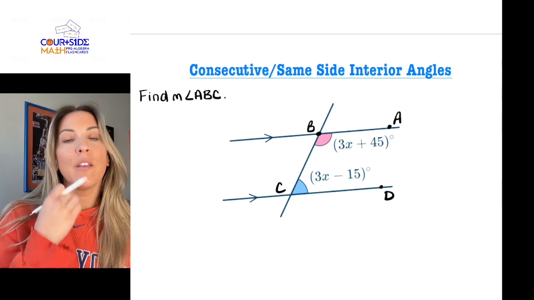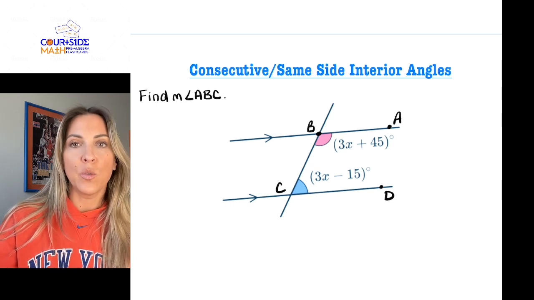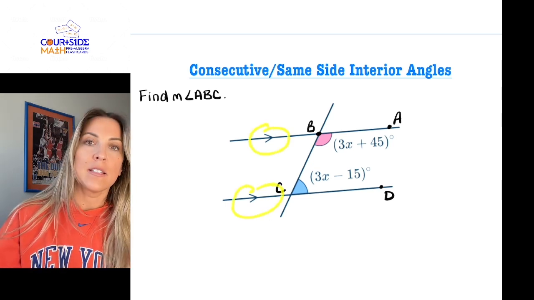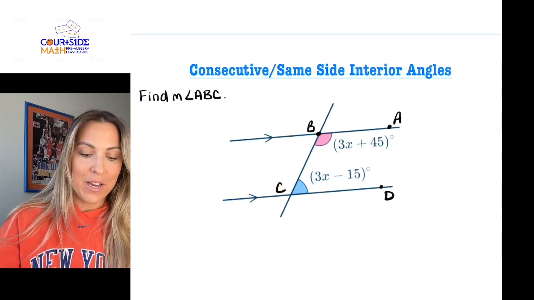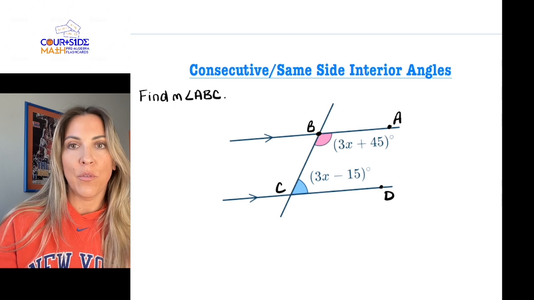And now I'm going to look at the information given in my diagram and see what kind of relationship I have between the angles in this picture. So I have two parallel lines. I know that because of this symbol right here. And they're intersected by a transversal. And what that does is create angles that have different relationships.